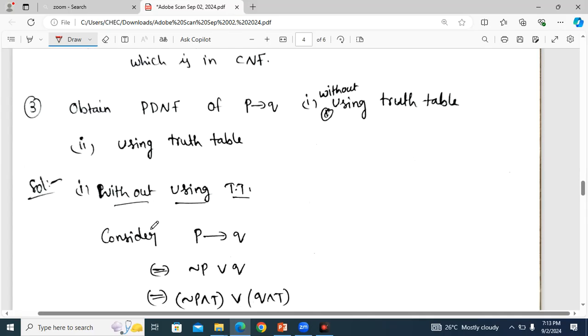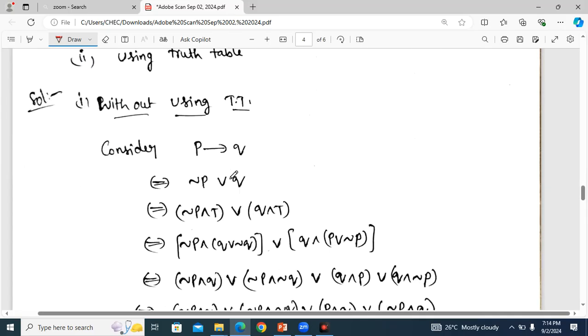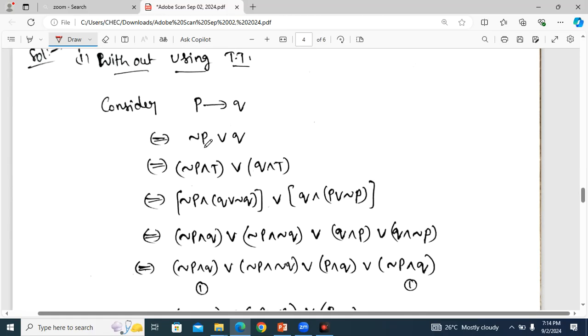First one, without using truth table. The given compound statement is P implication Q. So now we replace implication by negation P or Q. So negation P, Q are elementary products but not min terms. So PDNF means sum of min terms. Now these elementary products are changing into min terms.